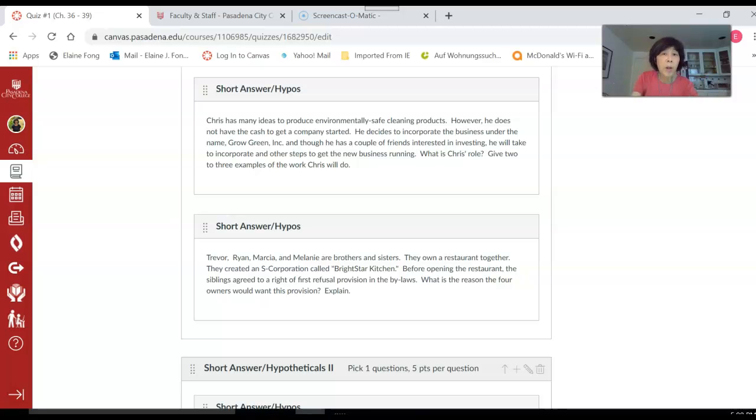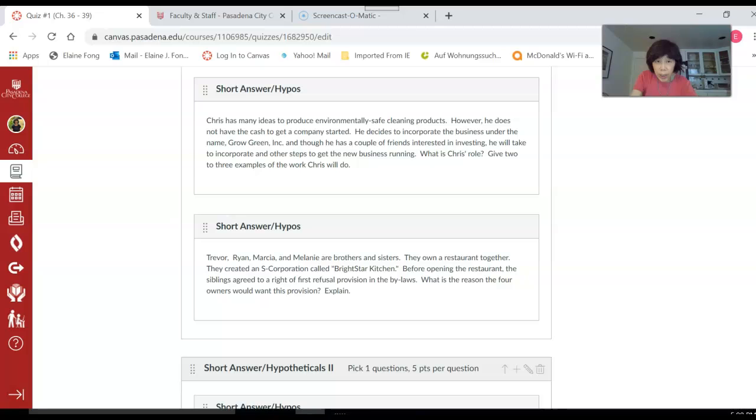So in the context of what we learned, I believe you could come up with 2 to 3 examples of the type of work Chris would do. And that's what I was looking for in the question. Can you identify the work that Chris would do? And that's how you got credit for this third question.